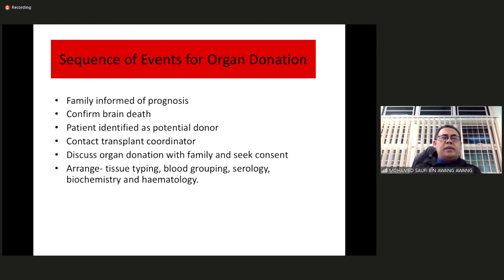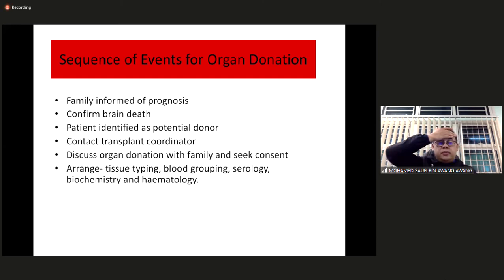Once the family is in agreement to allow for organ transplantation, then they will alert the national organ transplantation team, which is located in HKL. So they will alert. Then during the discussion with the family members, they will decide whether it will be full organ transplantation or it may just end up as tissue transplantation, for cornea or bone, something like that. So there will be a discussion between the local transplant coordinator and the family members to decide how extensive the organ donation or transplantation will be.